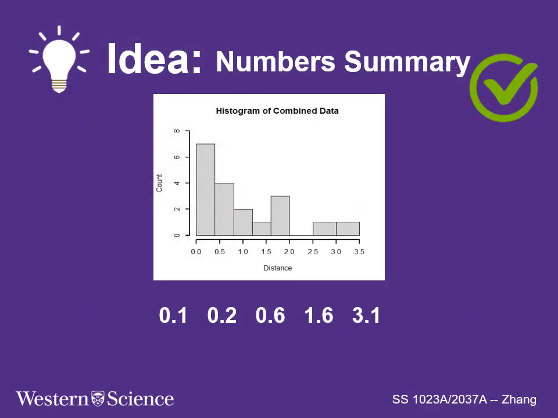The idea is that instead of reporting the complete data, we are trying to find some numbers that are the most representative to characterize the distribution of our dataset. So the next question is how to decide these numbers.